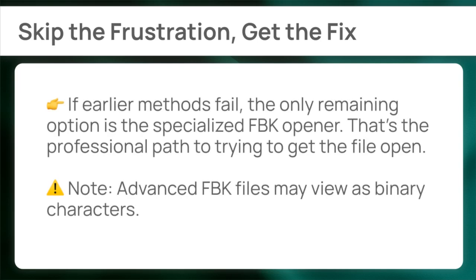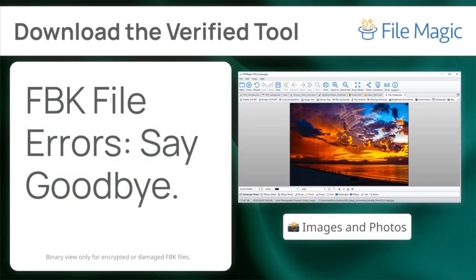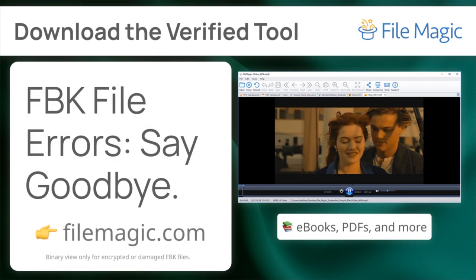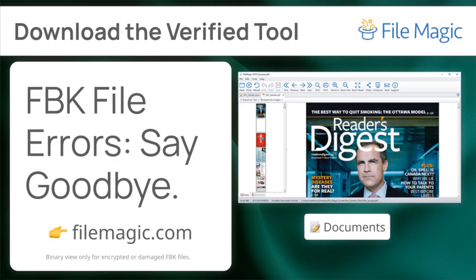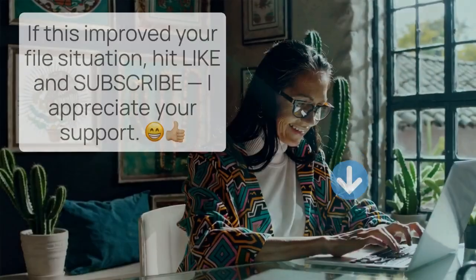If your system completely failed to interpret the FBK file, this points to a rigid file structure. The only appropriate solution is to try the professional decoder. At this point, I recommend our one-click fix, the Universal Viewer. My top recommendation is FileMagick. It opens almost any format and is available right now at filemagick.com. That was the final fix.